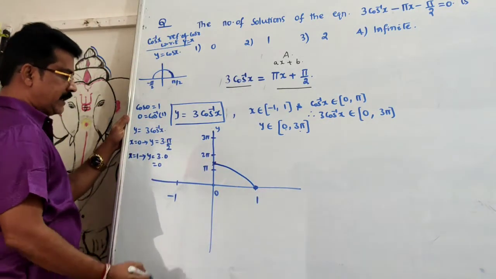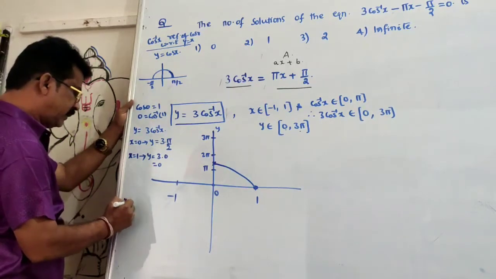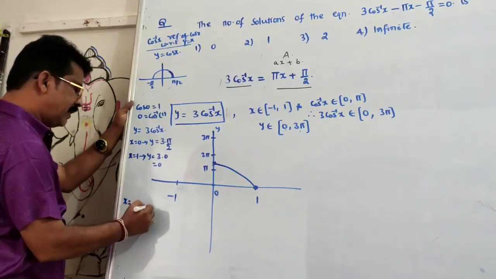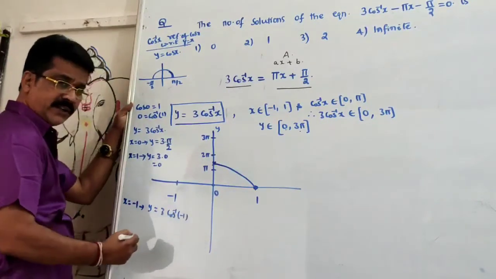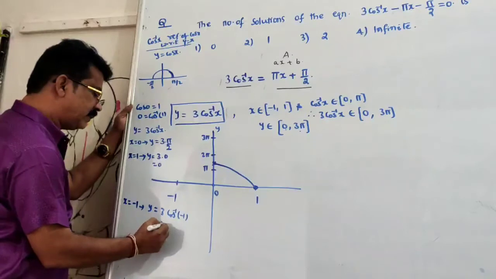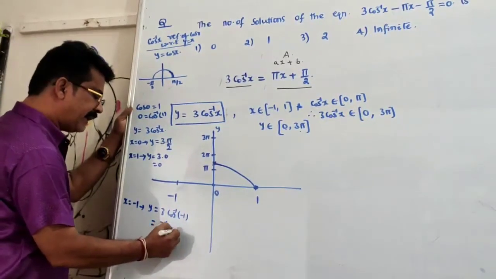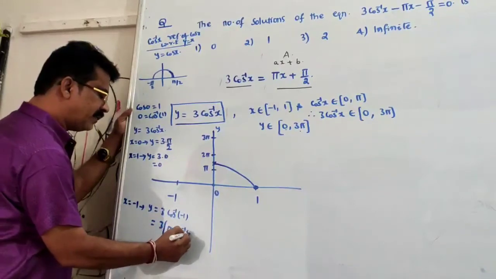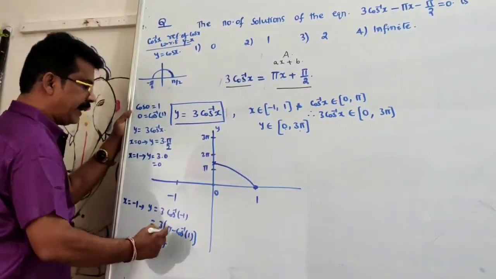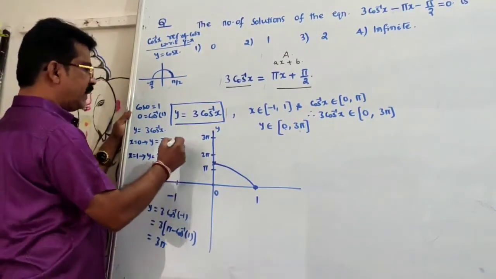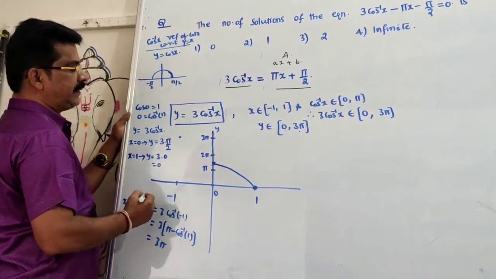Okay. Next put x equal to -1. Then y equals 3 into cos inverse of -1. So that is equal to 3 into (pi minus cos inverse of 1), cos inverse of 1 being 0. So it is 3 pi. When x equals -1, then it will be 3 pi. This is 3 pi, like that.